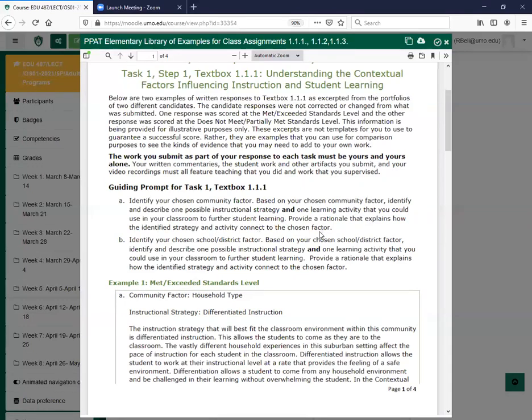Now, one thing I want to say is that if you take these items one at a time, an instructional strategy is how you're going to deliver the learning, how you're going to teach the student about that objective. And then the learning activity is very simply, what activity are you going to give the student so that they can practice the strategy or the objective that you taught? Does that make sense to you?